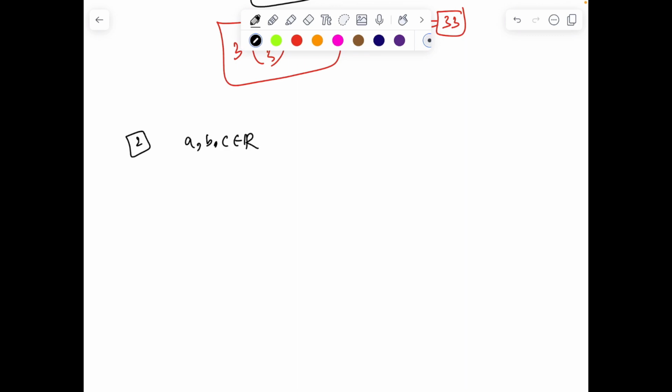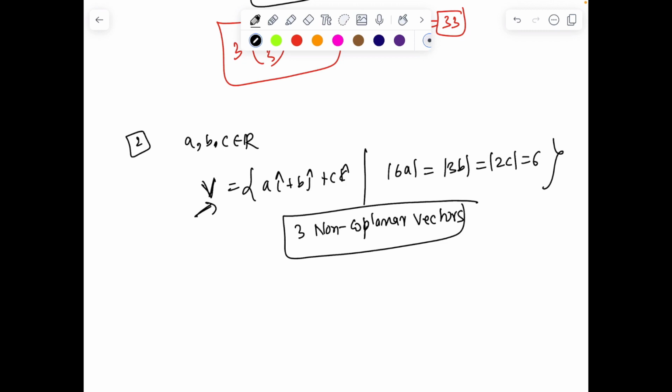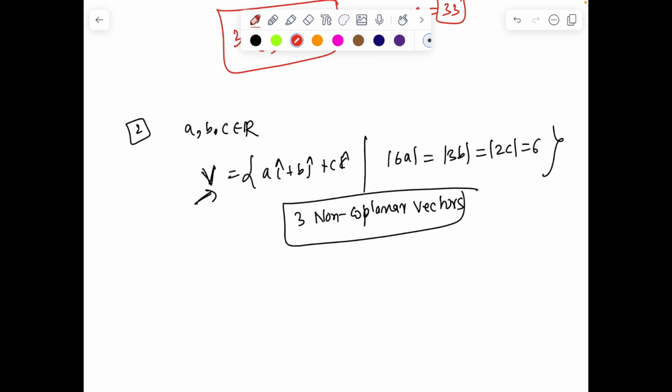Suppose we have A, B, C belonging to real numbers, and there is a vector B which is Ai plus Bj plus Ck, such that magnitude of 6A equals magnitude of 3B, magnitude of 2C equals 6. Okay, so the question is, if three non-coplanar vectors are chosen from the set of B, how many such ways are there to choose three non-coplanar vectors from the set of vectors B.